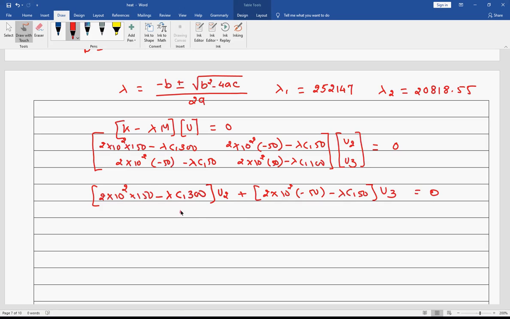Okay, so now what I am interested in: u3 equal to a times u2. This is equal to 0, so this a I am interested in. So just let me know this value of a, please. Of course, two lambdas are there, and this is for lambda equal to 252,147, assuming these values are correct. So I am using this lambda 1. Now you have to use 252,147 in this equation, and you will get u3 in terms of u2. So I am interested in the value of a. Do let me know this value of a, please.